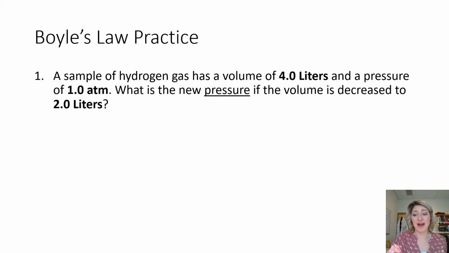All right, so let's put this into practice. This is going to seem kind of easy at first because I'm telling you it's Boyle's law, so you know exactly what equation to use. As you start to practice and look at mixed problems, you'll want to start by identifying your variables, because that will tell you which equation you're going to use. So let's read. A sample of hydrogen gas has a volume of 4.0 liters. I'm going to guess that's my initial volume. I can always change that. And a pressure of 1.0 atmospheres. That's my initial pressure. What is the new pressure? I don't know what P2 is. That's a big mystery. If the volume is decreased to 2.0 liters.